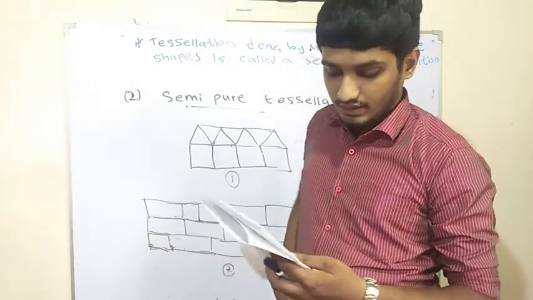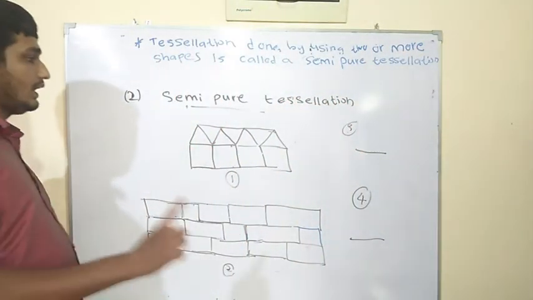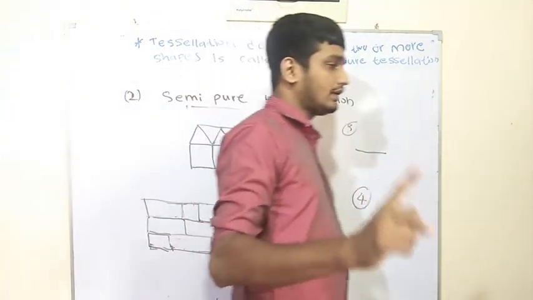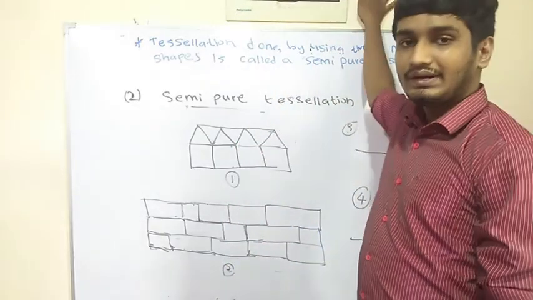Next one. Draw a pure tessellation using a diagram. You can draw any correct answer. Remember, in that diagram there should be only equilateral triangles. You can draw a tessellation which consists of equilateral triangles.